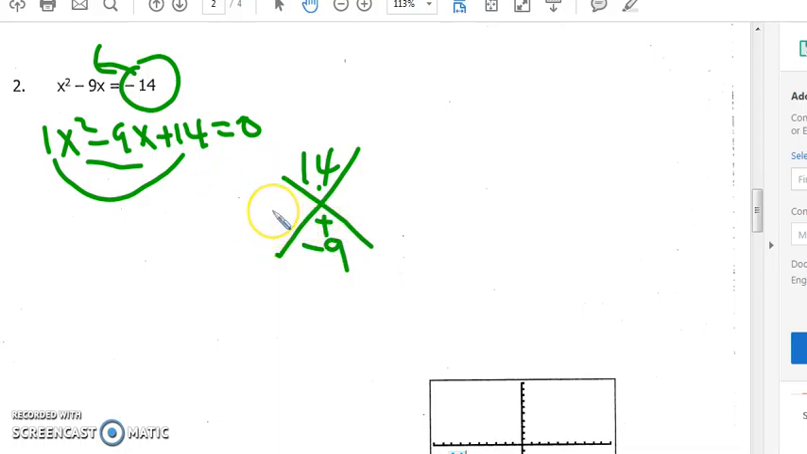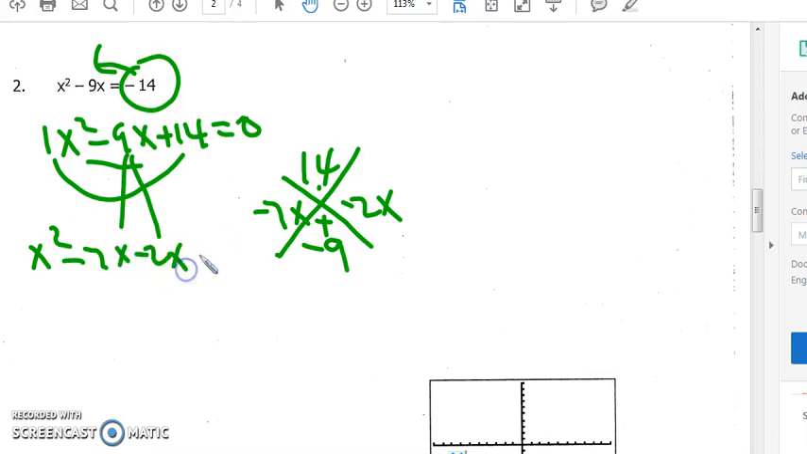So the numbers you can use are negative 7 and negative 2, because when I multiply these two, I get positive 14, but when I add, I get negative 9. So I'm going to use these two to expand the middle, which is negative 9. So it's going to be negative 7x plus negative 2x. So let's factor this. So x squared minus 7x minus 2x plus 14.